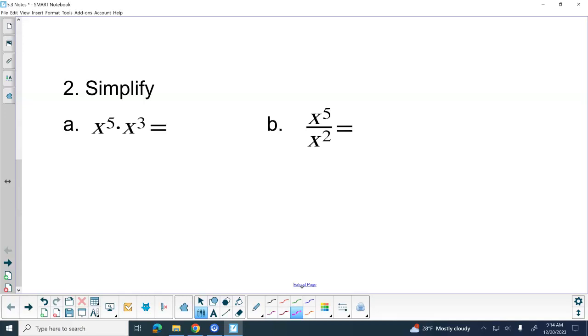All right, what do we got for the first one? Our old school exponent rules. X to the 8th. Yes.